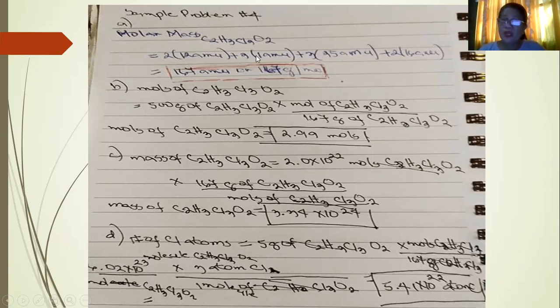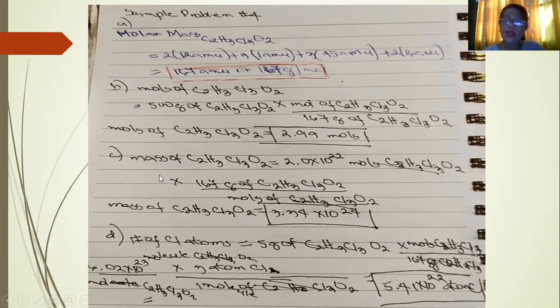In letter B, we are going to make use of this molar mass in getting the moles of chloral hydrate. The given is 500 grams of chloral hydrate. As I have said, if it is gram to mole, you are going to reverse your molecular weight. The mole should be on top and the molecular weight should be at the bottom to cancel the unit. That is 1 mole over 167 grams of chloral hydrate. So cancel. What we have now is the moles of chloral hydrate, which is 2.99 moles.